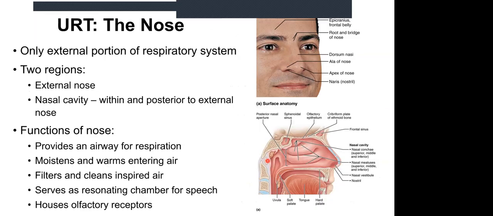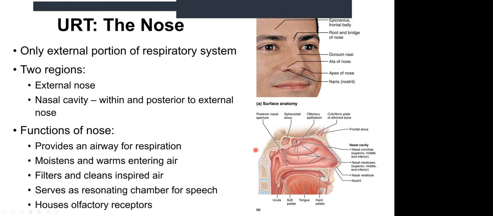So first and foremost is the nose. This is actually the only external portion of the respiratory system, and it is subdivided into two regions. So first region being the external nose, and then secondly, the nasal cavity. So what you see on your face would be the external nose, and then deeper we find the nasal cavity.